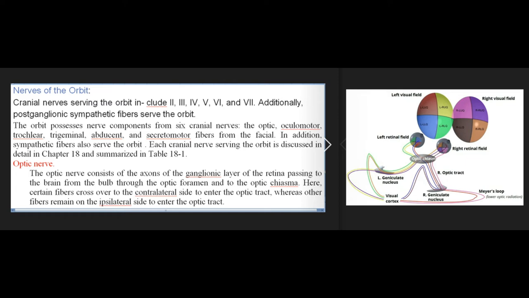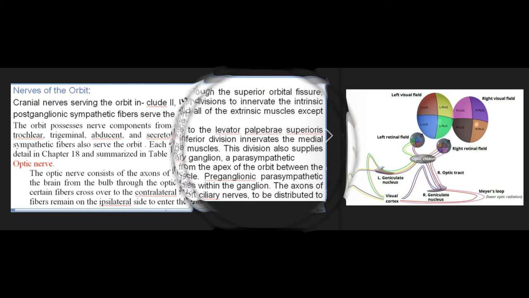Optic nerve. The optic nerve consists of the axons of the ganglionic layer of the retina passing to the brain from the bulb through the optic foramen and to the optic chiasma. Here, certain fibers cross over to the contralateral side to enter the optic tract, whereas other fibers remain on the ipsilateral side to enter the optic tract.